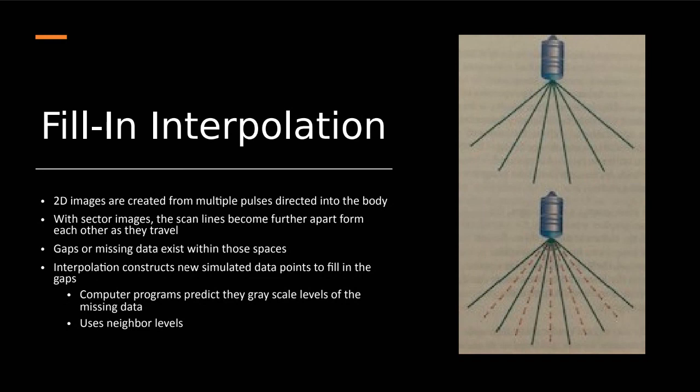So the computer is trying to predict the grayscale levels of the data that's sitting in between those widened scan lines as they travel. So it's using information from its neighbor to piece it together a little bit more so that we can have better spatial resolution, so that we don't miss a small mass in between two scan lines, so that we don't miss a calcification or something hanging out between those widened scan lines.